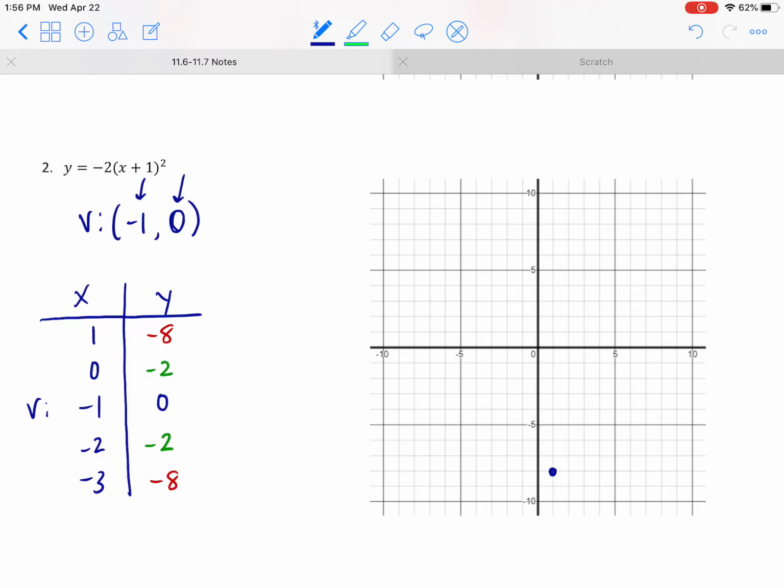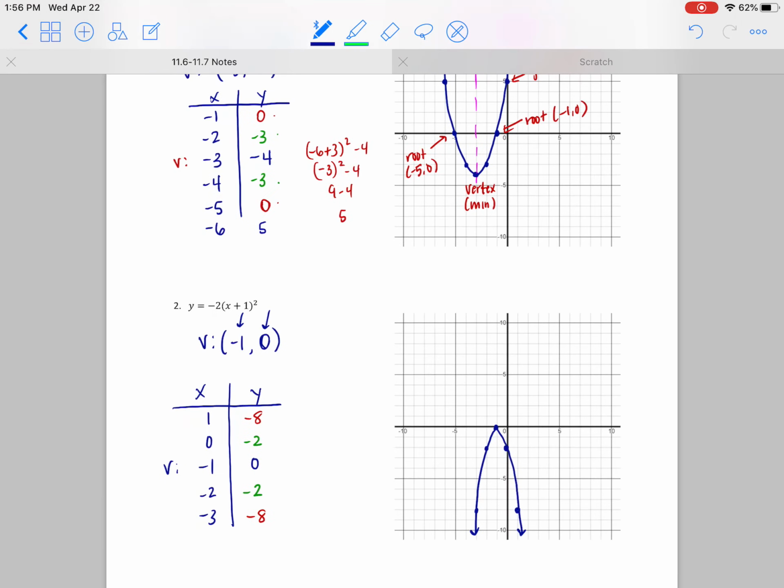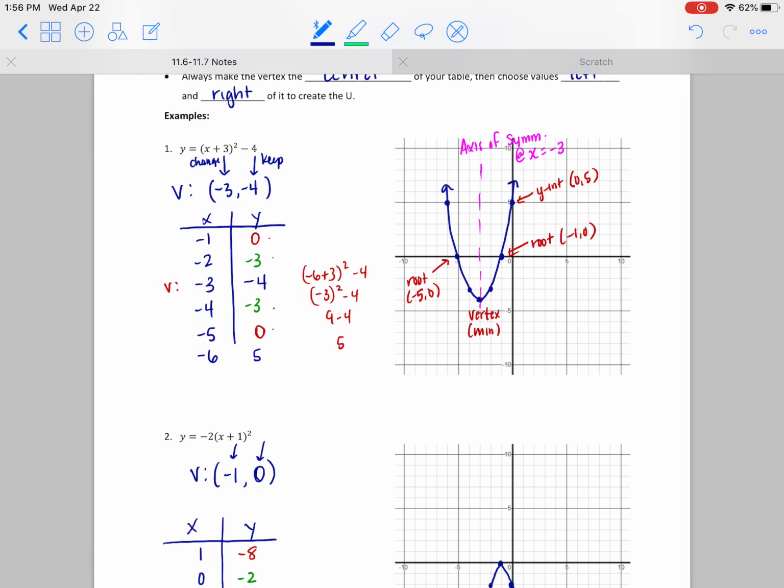So let's graph. At 1 and -8 we have a point. And then at 0 and -2. And then at -1, 0. And then at -2, -2. And then at -3 and -8. So there it is.